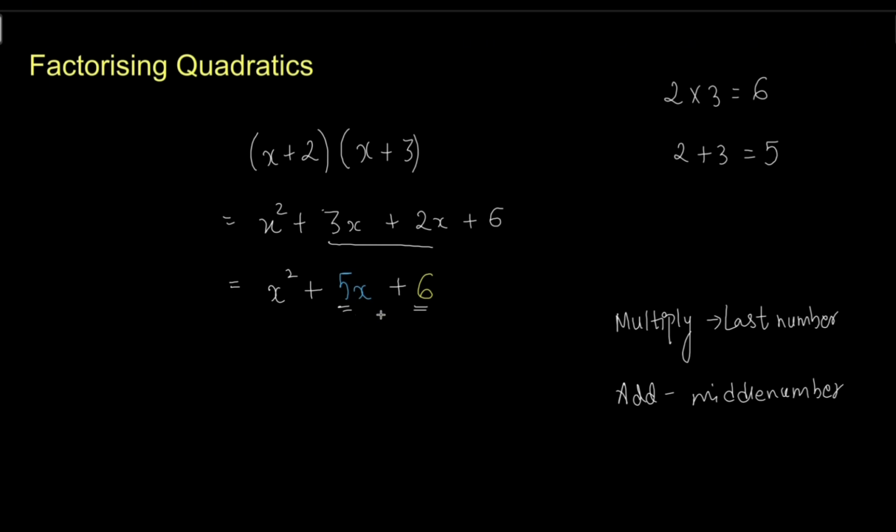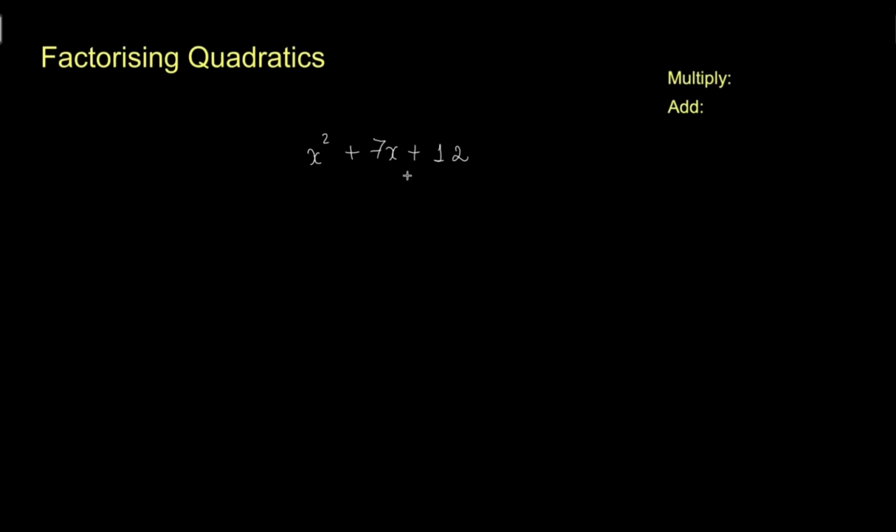Let's try a quick puzzle first. x squared plus 7x plus 12. We need two numbers that multiply to get us 12 and that add up to 7. Let's look at some pairs. 1 and 12. 1 times 12 is 12. 1 plus 12 is 13, which is not 7. So this is the wrong pair. Let's try with 2 and 6. 2 times 6 is 12. 2 plus 6 is 8, which is not 7. So this is also incorrect.